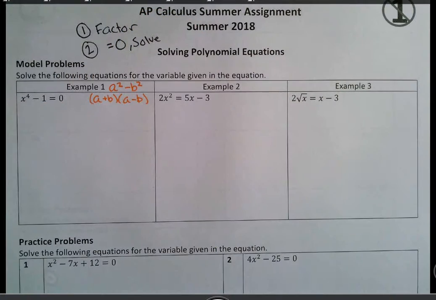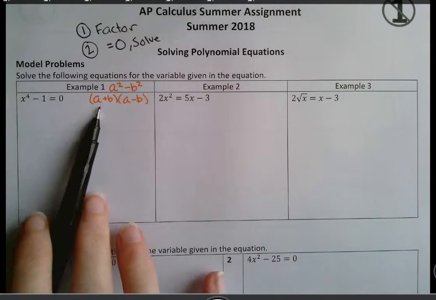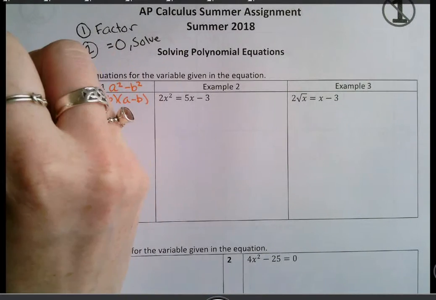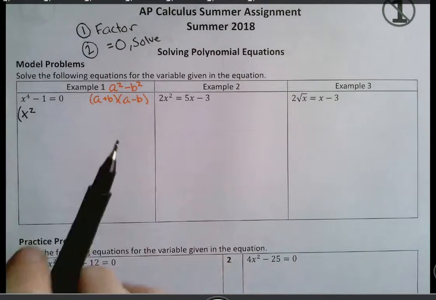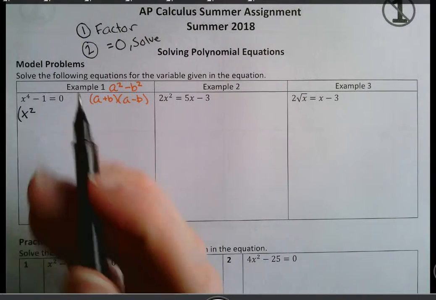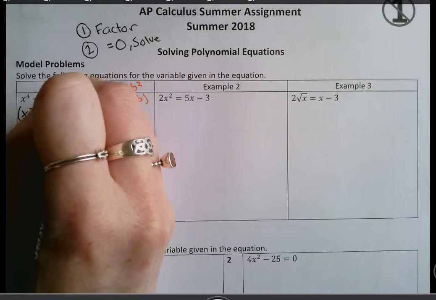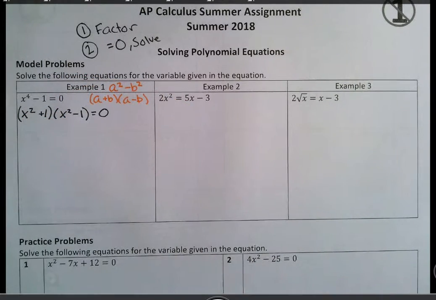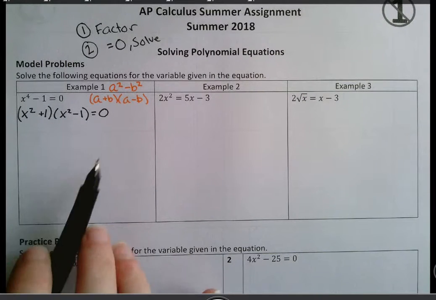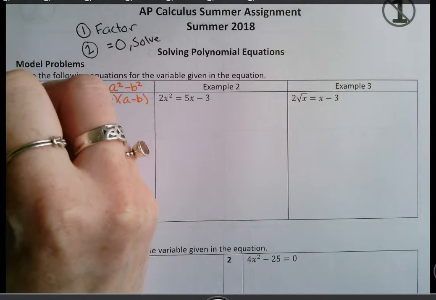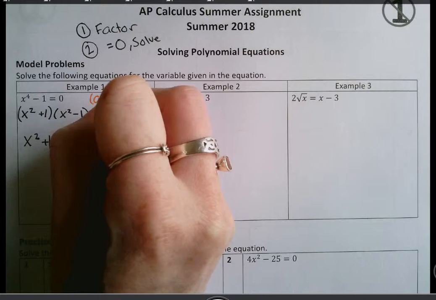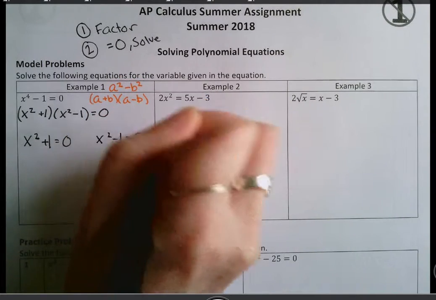So what we're going to do is we're going to factor this. I need to say, okay, well my a value then is going to be an x squared because it's the square root here. So I'll have an x squared. And my b value is just going to be 1. So x squared will have a plus 1 times an x squared minus 1 equal to 0. Now that I'm here, I can take each of these factors and set them equal to 0. So I have an x squared plus 1 equals 0, and I have an x squared minus 1 equals 0.